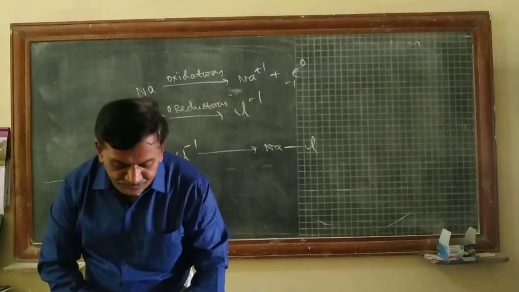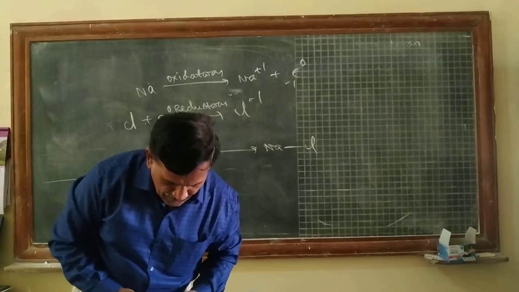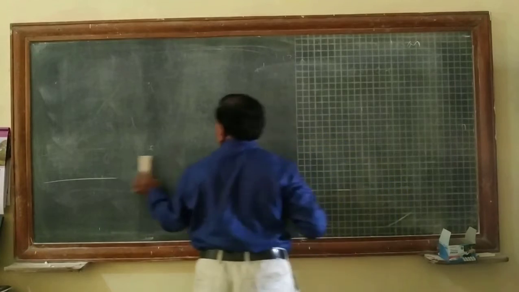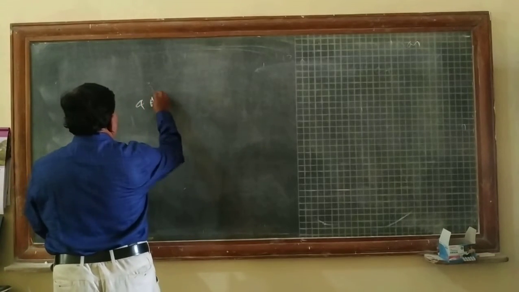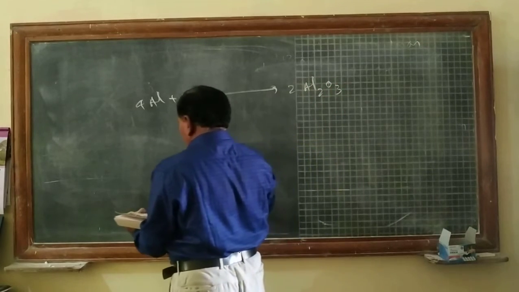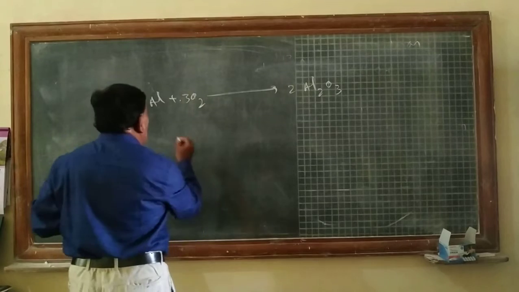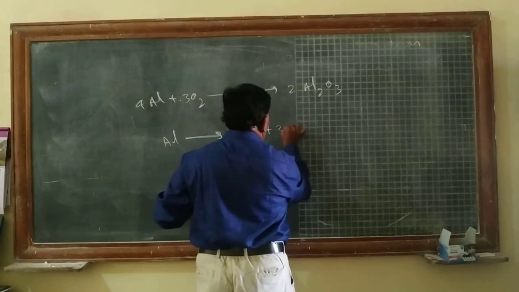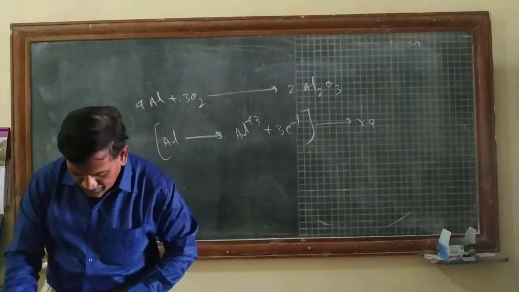Similarly, if you take a different example, the aluminium oxide, the reaction is 4Al plus 3O2 gives 2Al2O3. Here, the first reaction is the aluminium atom. It loses electrons to form Al3+, and 3 electrons are liberated. The first equation will be multiplied by 4.